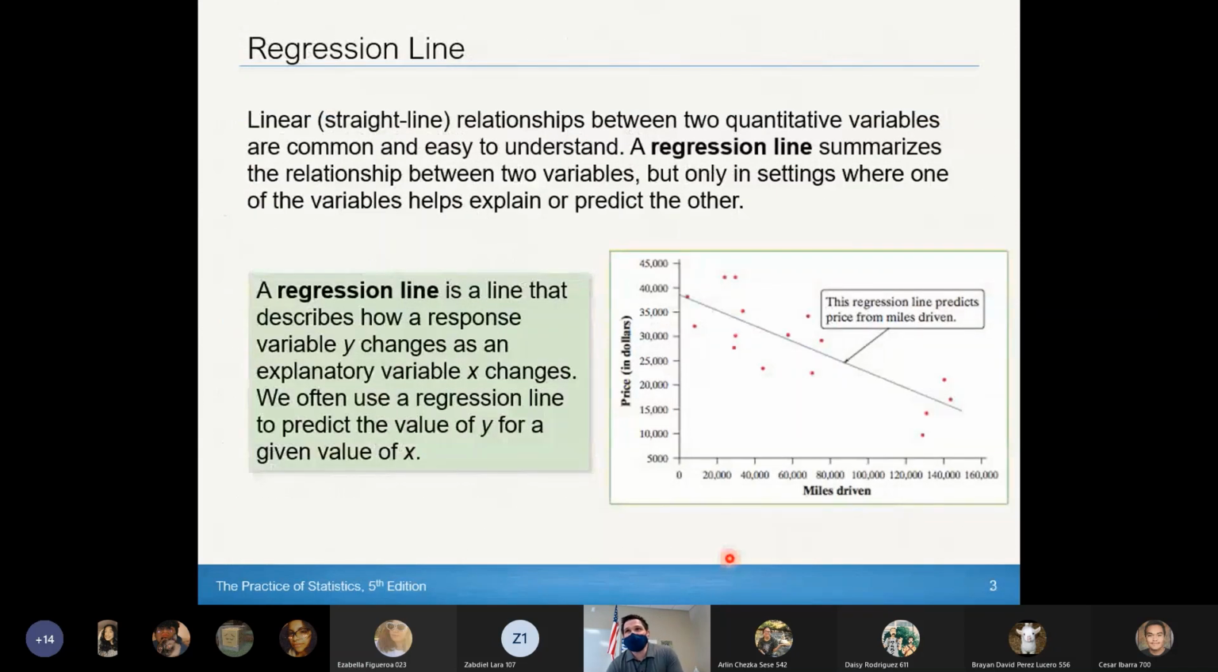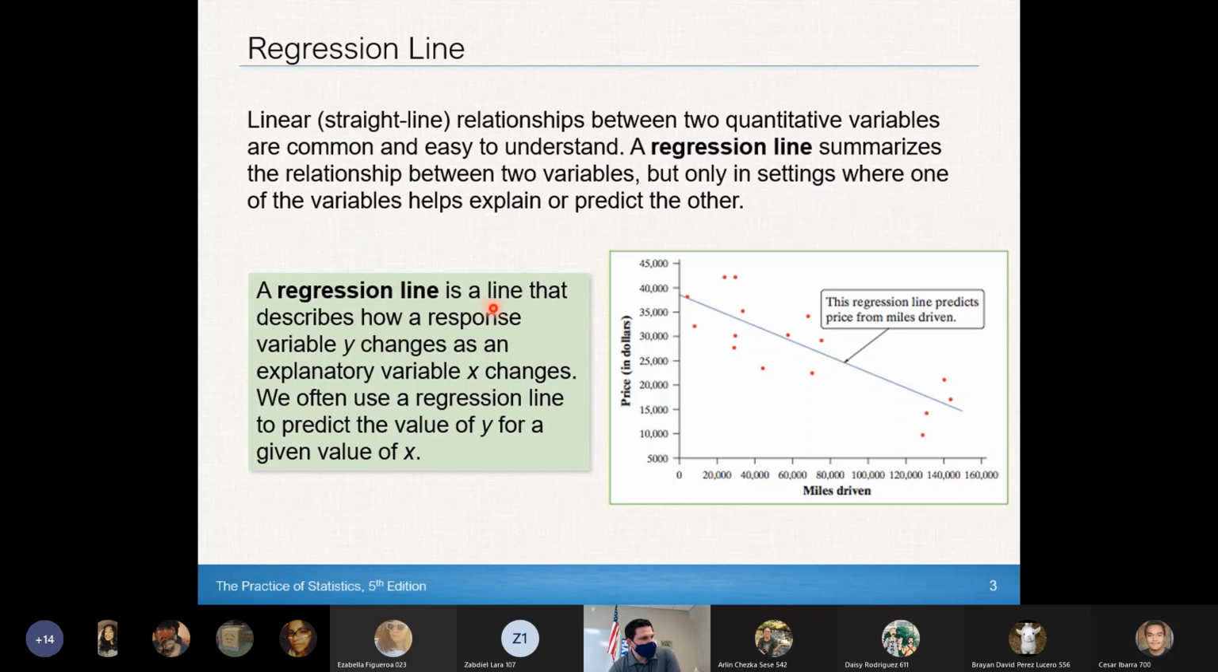So first, we have a regression line. Hopefully, in previous math classes, you saw what a regression line is. We can call this the line of best fit. We use our calculator to determine this line. Linear, straight line relationships between two quantitative variables are common and easy to understand. A regression line summarizes the relationship between two variables, but only in settings where one of the variables helps explain or predict the other.